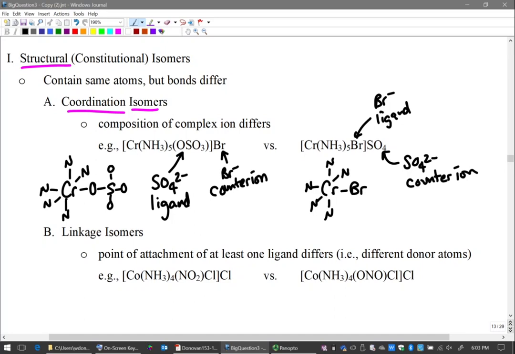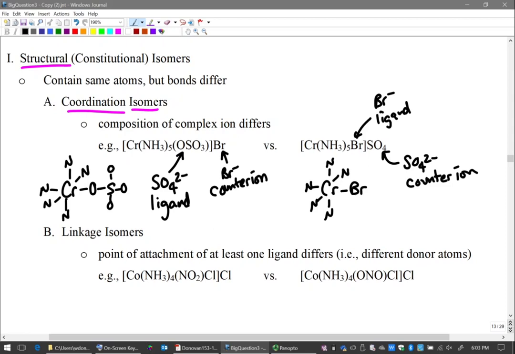One of them is an ionic bromide. The first one is a bromide, ionic bromide. If you dissolve it in water, you get bromide ion in solution. You could precipitate it with silver. The second compound, if you dissolve it in solution, is an ionic sulfate. It would release sulfate ion into solution. So they're totally different compounds with different ligands, but they have the same overall formula, right? Each of those has 1 chromium, 5 nitrogens, 15 hydrogens, 1 sulfur, 3 oxygens, and a bromine.